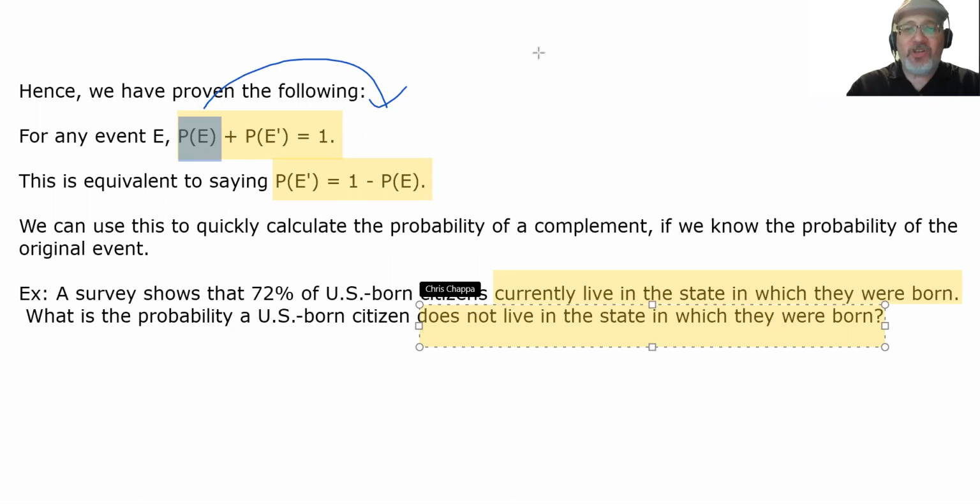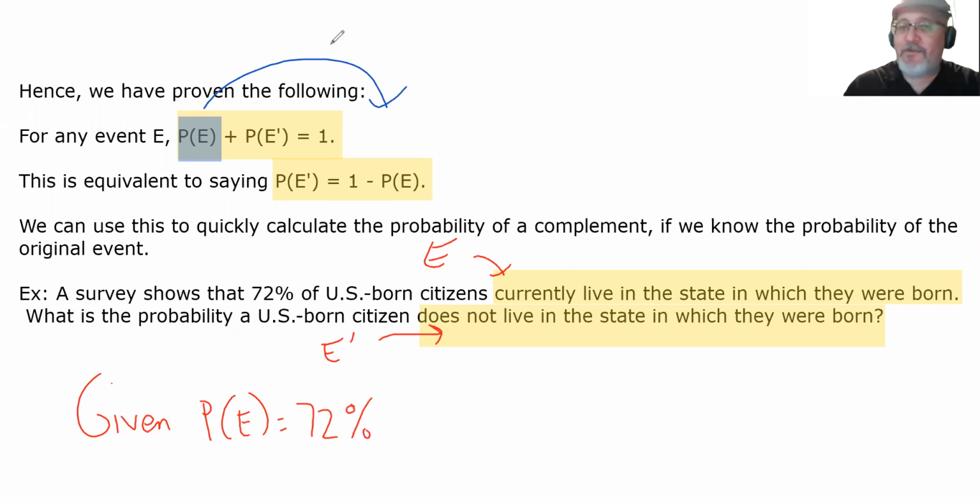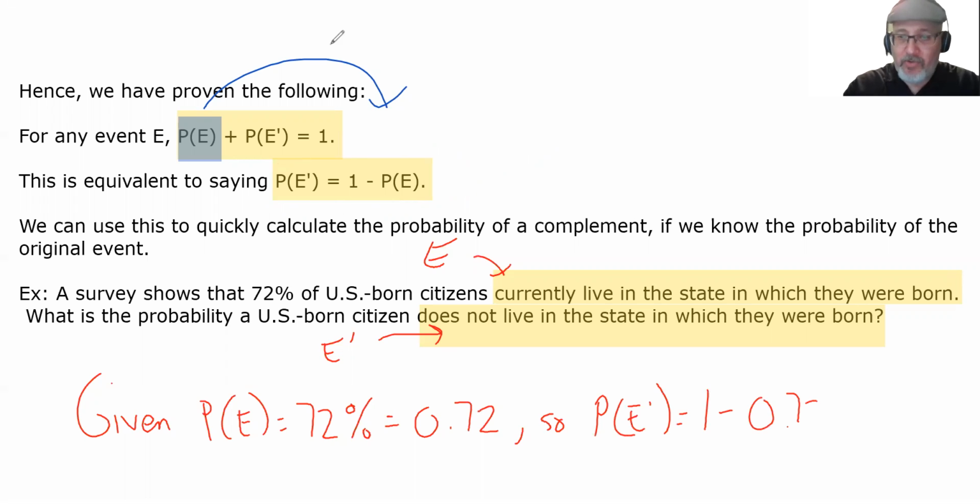When we were told that 72% of US-born citizens currently live in the state in which they were born, we were told that the probability, actually before we do anything, let's call this event E, which makes this event E complement. We were given that the probability of E is 72%. Now, if you want to leave it as a percent, that's fine. If you want to turn it into a decimal, that's fine. I'm going to turn it into a decimal only because this formula up here involves a decimal number in the form of 1. If you wanted to do this formula as a percent formula, you would change the 1 to 100%. But let's go with decimals. We were given that the probability of E is 0.72. So the probability of E complement is 1 minus 0.72, which is 0.28 or 28%.